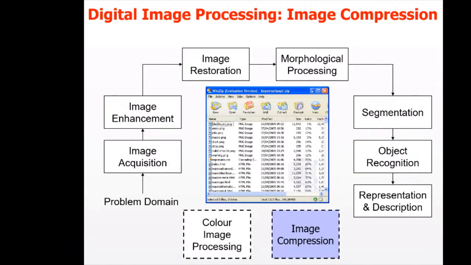Image compression, as I said, is a computer intensive process, because here you have to compress the image. That means you have to reduce the redundancy which is present in the image. It is just like reducing the redundancy in a message, which you have studied in communication systems at BTech level.